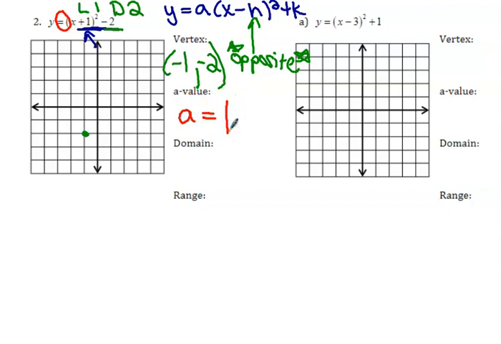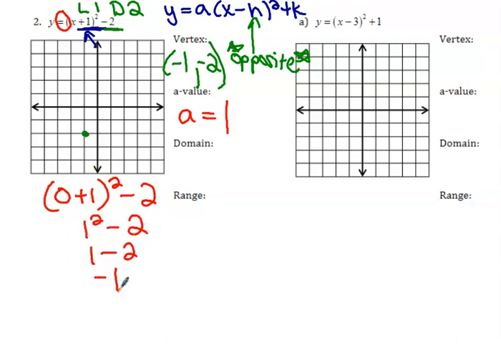Now we can plot some more points and see what happens, okay? So let's plug in 0 to here and see what happens. So 0, plug in 0 to here. So then I have 1 squared minus 2. 1 minus 2 is negative 1. So you can plug in 0, negative 1.